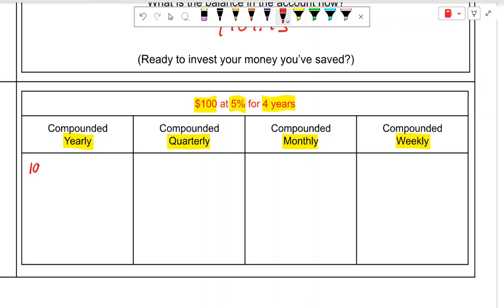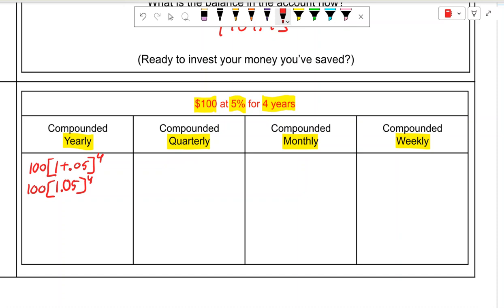So we're going to do $100, and then we're going to do 100%. Well, what's 100% as a decimal? You divide it by 100, and it is 1. So that's 1 plus, and 5% as a decimal is 0.05, and our exponent is 4. All right, so we're looking at 100 times 1.05 to the 4th. See how simple this is?